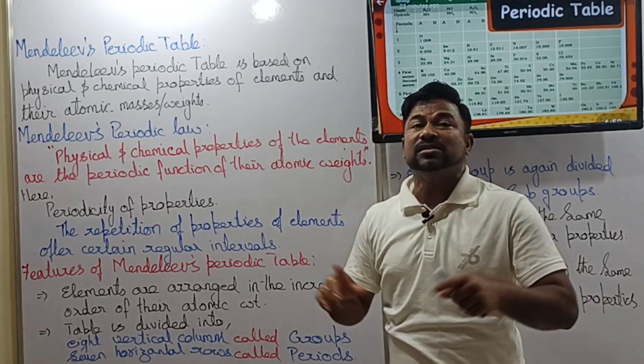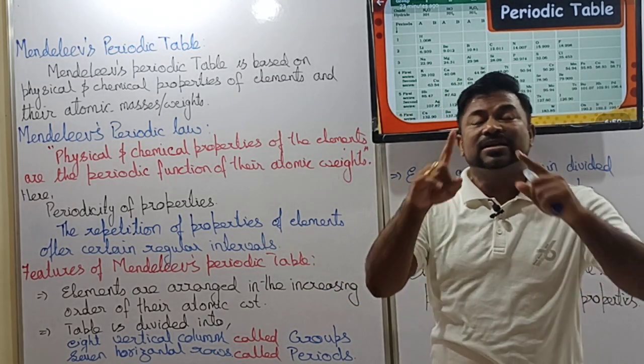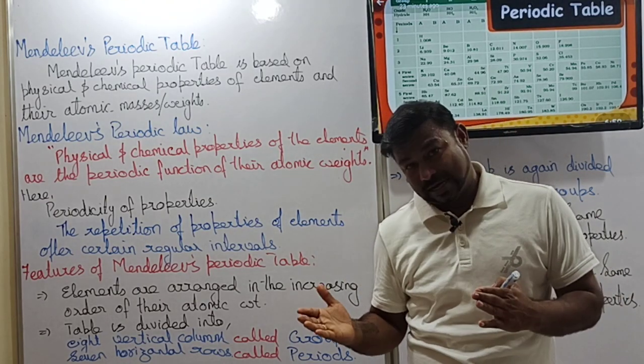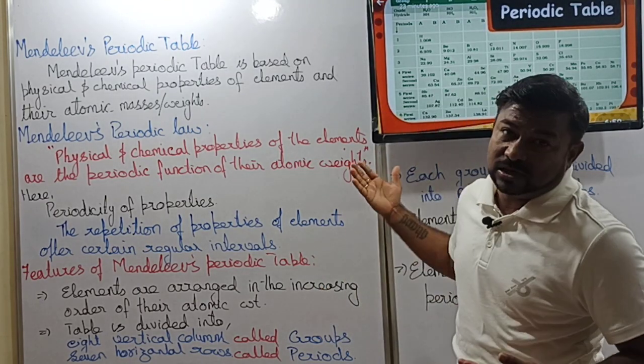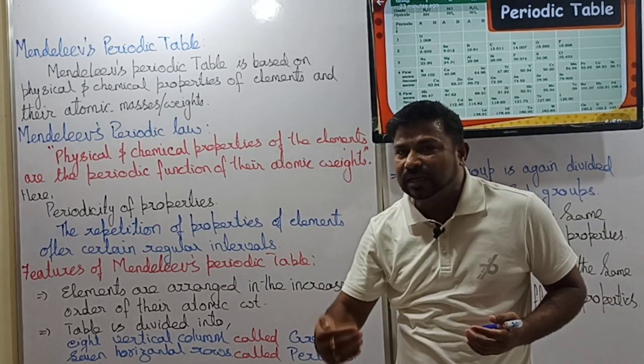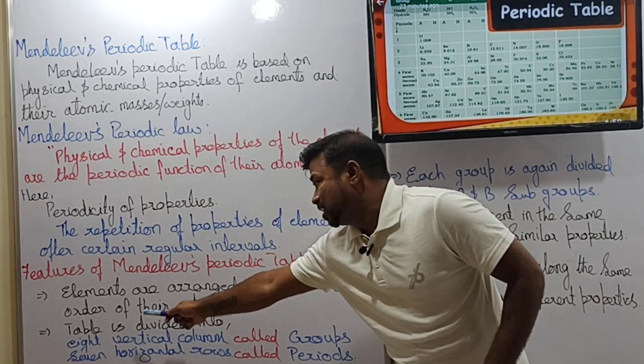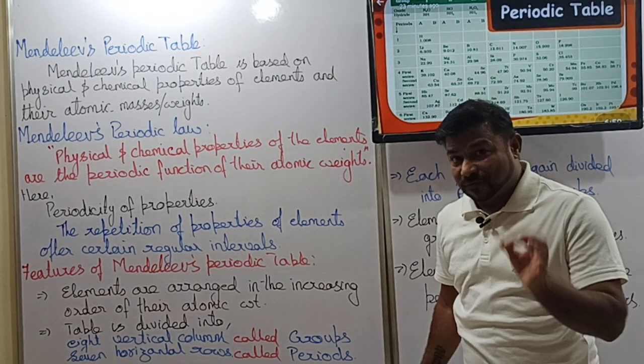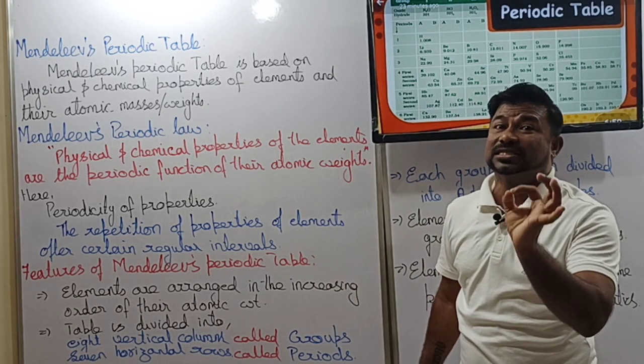Now, the table is divided. Now you can see the table here. The entire table he has divided into groups and periods. So, which are called groups? Just now I said, right. The vertical columns, that's what he says. The table is divided into 8 vertical columns called groups. The vertical columns here he is calling groups.